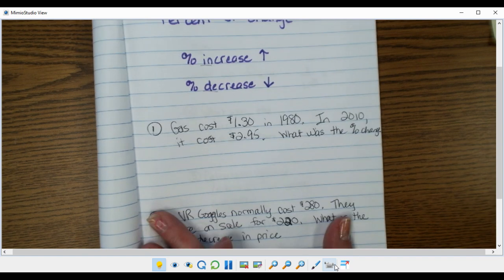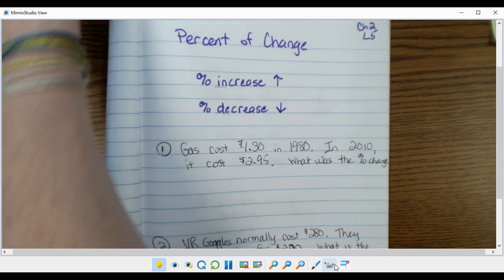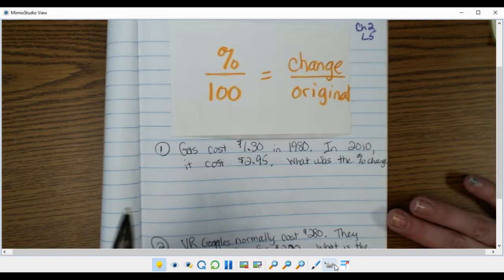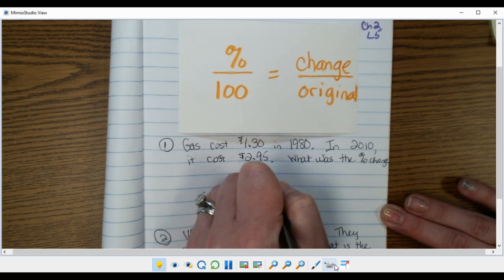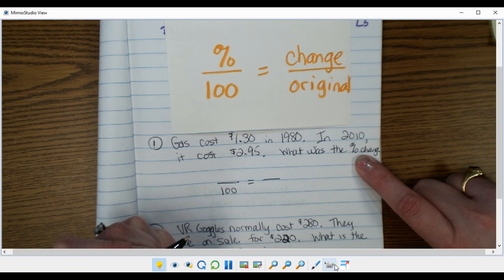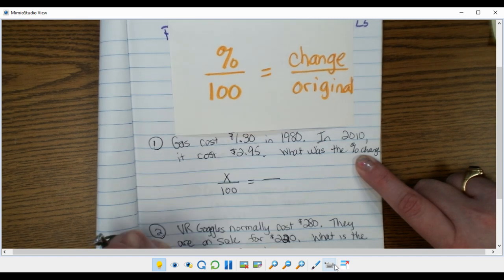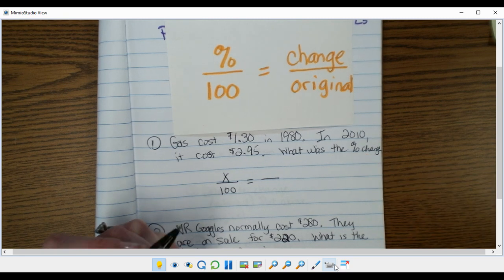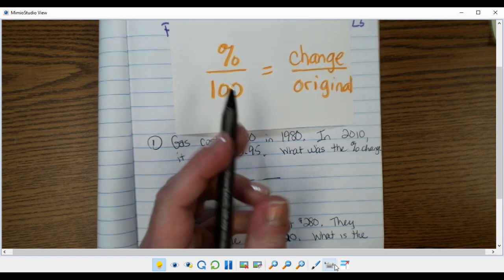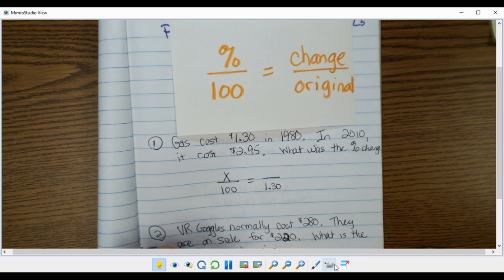All right, so let's look at our first problem here. Gas cost $1.30 probably per gallon in 1980. In 2010, it cost $2.95. What was the percent change? So I'm going to stick with my formula. You can set up that same line equals line, 100 on the bottom that we've used all along. I know because I'm looking for the percent, I can put my x over 100 right away. Now, I like to start with the original because I think it's obvious. Which of these two was the original? $1.30, because it was the one that happened first.